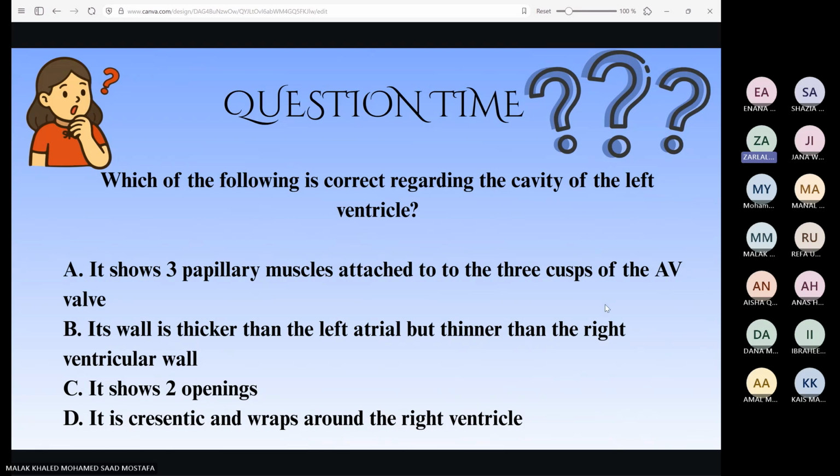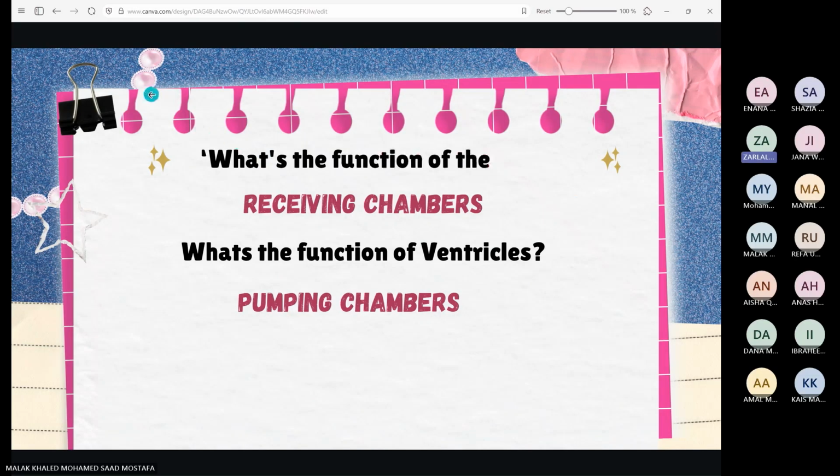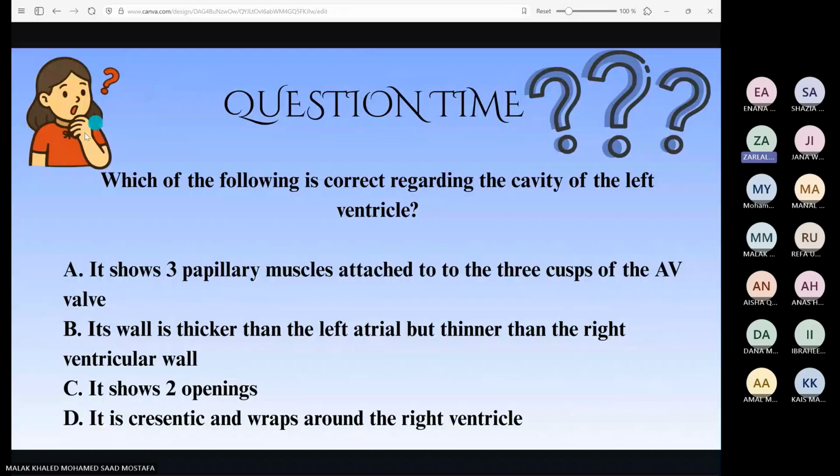The first option says that it shows three papillary muscles attached to three cusps of the AV valve. Now on the left ventricle, we have the mitral valve or the bicuspid valve. That has two cusps, meaning it has two papillary muscles and not three. Therefore, option A is wrong. The second option says that its wall is thicker than the left atrial, but thinner than the right ventricular wall. That is also wrong because the left ventricle has a thicker wall compared to the right ventricle, and we'll see why in the next slides.